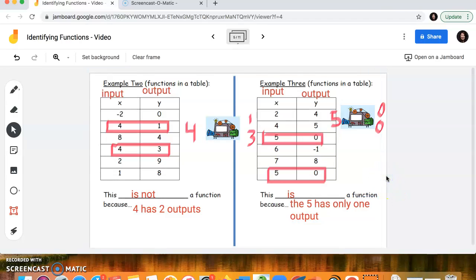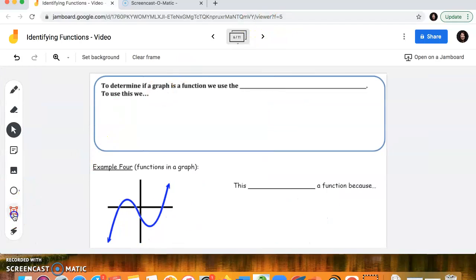I'm going to move on to the next slide. If I'm going too fast, just pause. This time we're going to look at some images. So we're going to try to figure out, is this graph down here, is that blue graph a function? And there's a really easy way to do this.